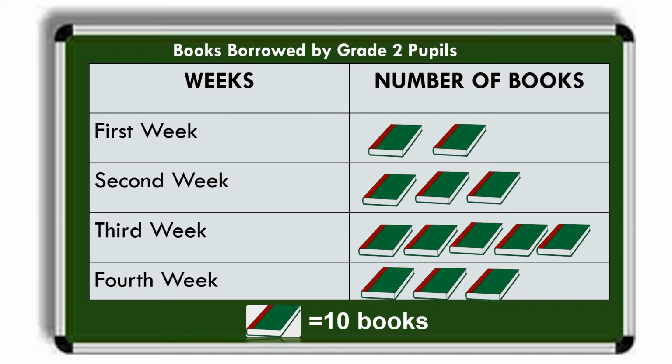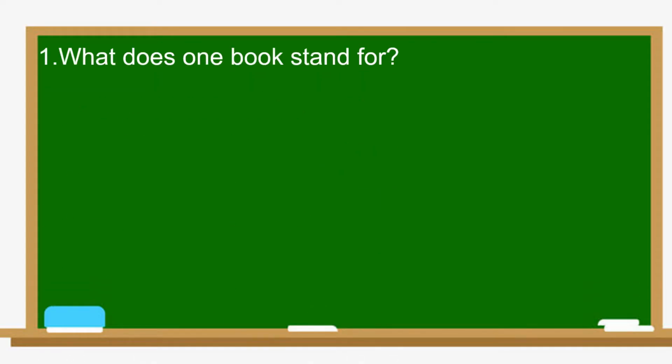We have weeks in the first column and number of books in the second column. Remember that one book represents 10 books. Number 1. What does one book stand for? You are right. One book stands for 10 books.